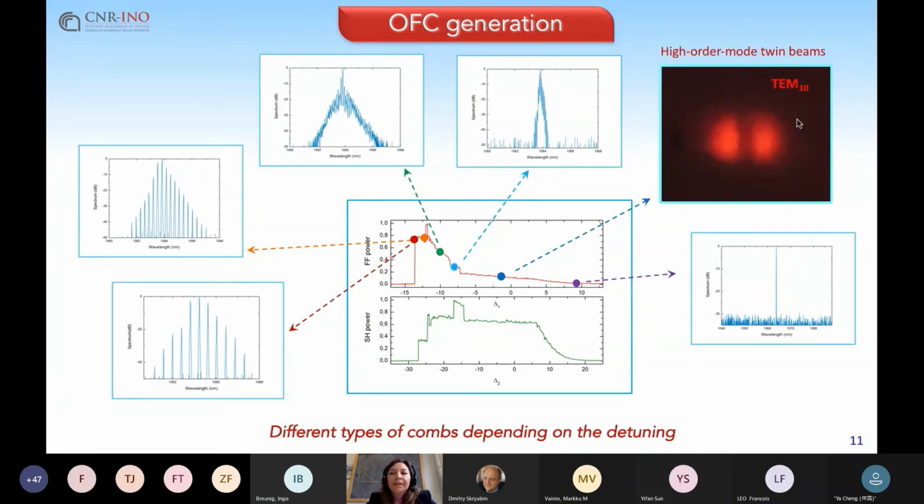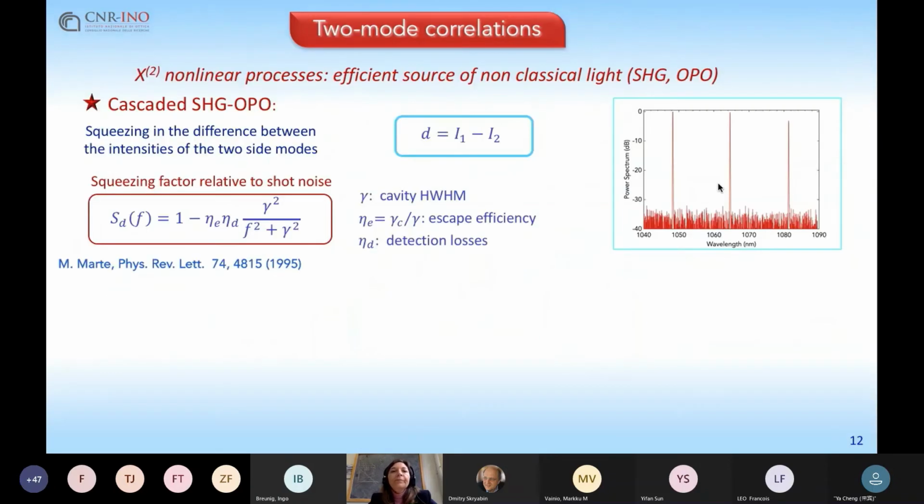Interestingly, when we investigated the spatial transverse profile of this mode, we noticed that it is not a fundamental cavity mode, but a higher order mode, in particular a TEM10 mode. Concerning two-mode correlation, we know that Chi2 nonlinear processes are a valuable source of non-classical light, and in fact efficient squeezing has already been realized in Chi2 processes such as second harmonic generation and optical parametric oscillation.